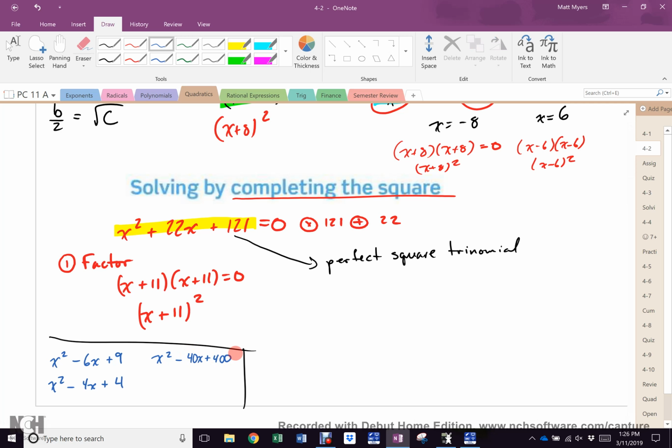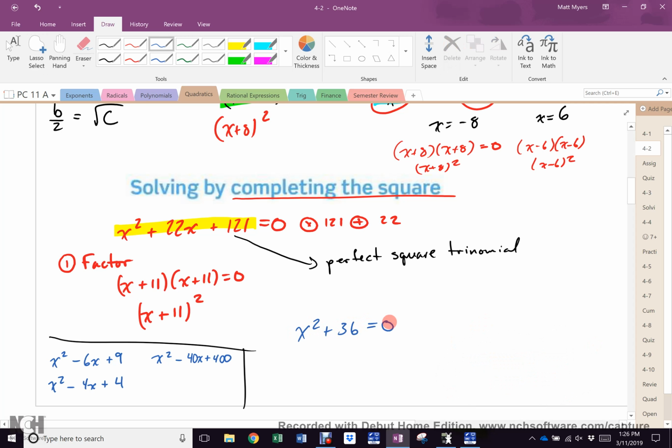X squared plus 24x plus 144. Absolutely correct. And the answer is, of course, x equals negative 12. Right? Who's got another one? Liam. X squared plus 12x plus 36 equals 0. Absolutely correct.